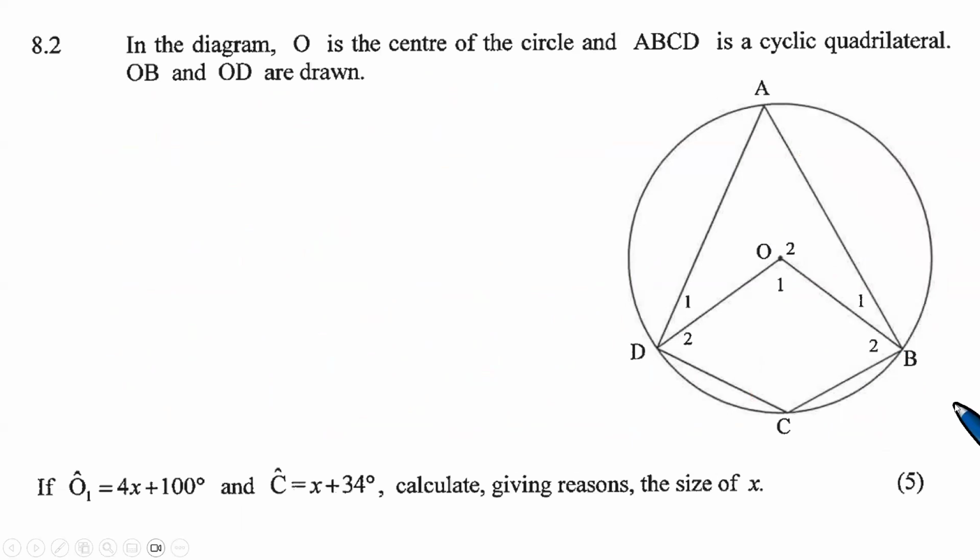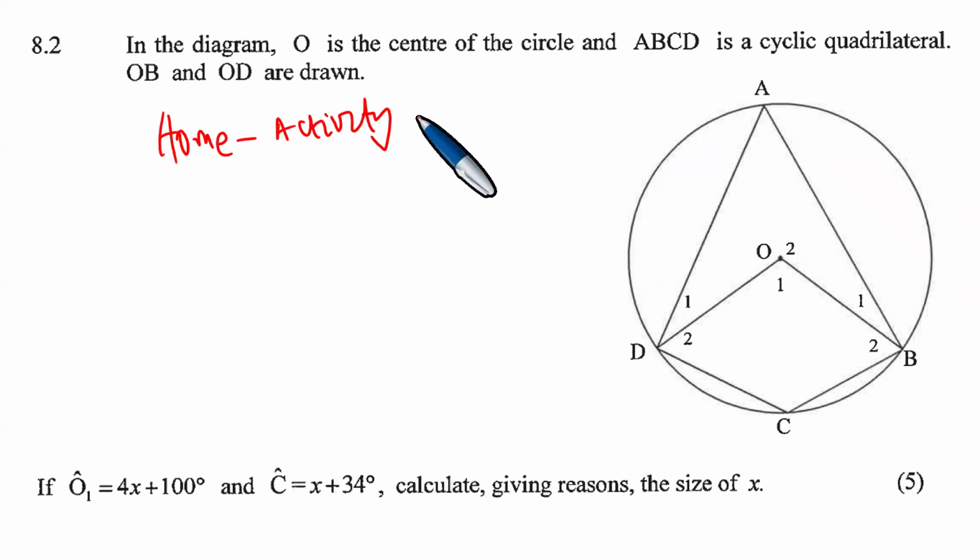Okay. This one is going to be your home activity. I'm going to send the recording after this. In the diagram, O is the center of the circle. ABCD is a cyclic quadrilateral. If angle O1 is 4x plus 100 degrees, and the angle C is x plus 34 degrees, calculate, giving reasons, the size of the angle x. The x that appears in the 4x also appears in the angle C. So it's 5 marks there, just a giveaway.